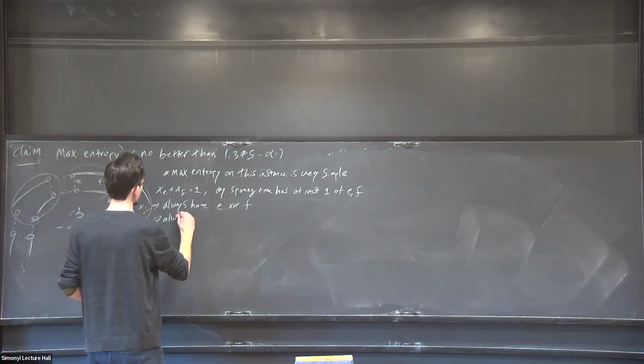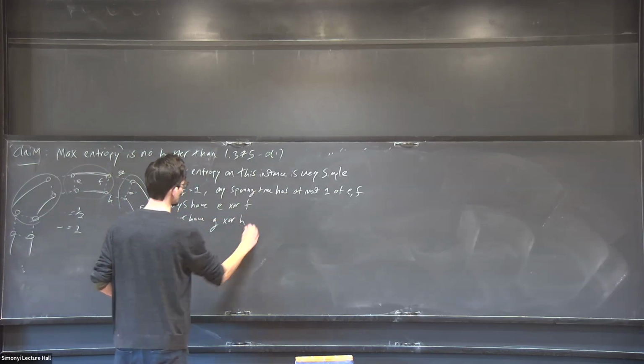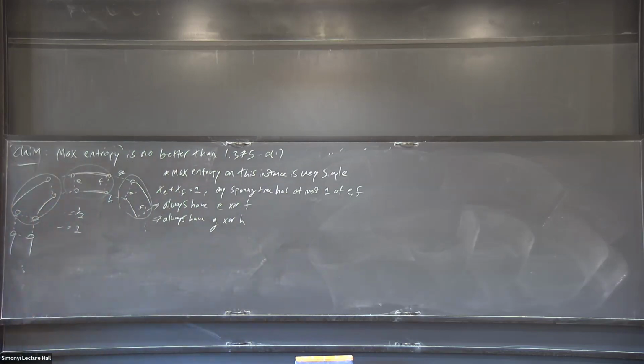So I always have kind of G or H. Okay, and then the last thing to notice is that actually any way that I take E or F, G or H, E prime F prime, G prime H prime is going to give me a spanning tree. So what's the max entropy distribution? I just make each choice independently to maximize entropy. This example is nice because unlike many instances, it's very clear what max entropy is doing.